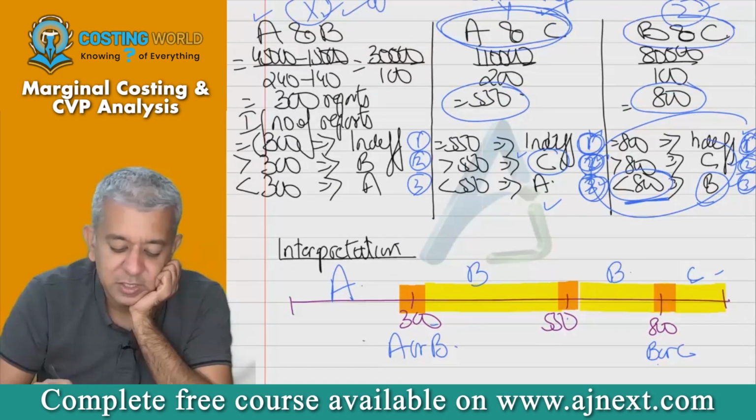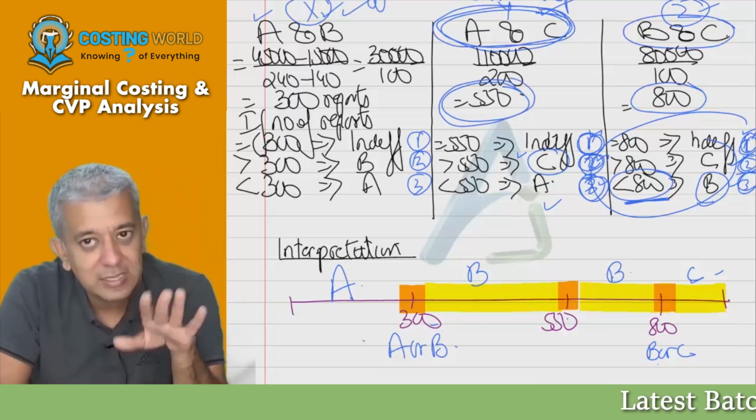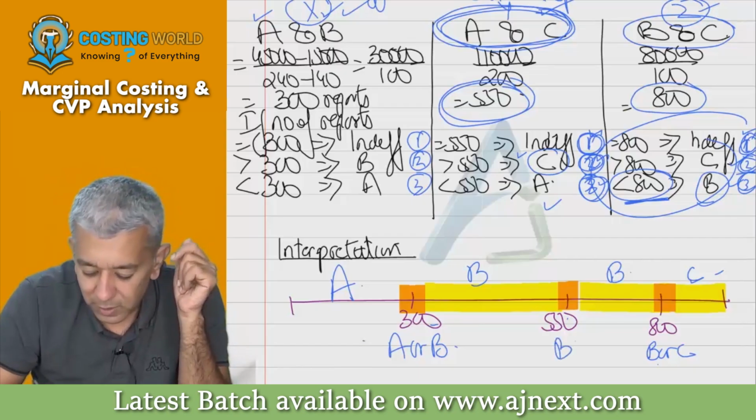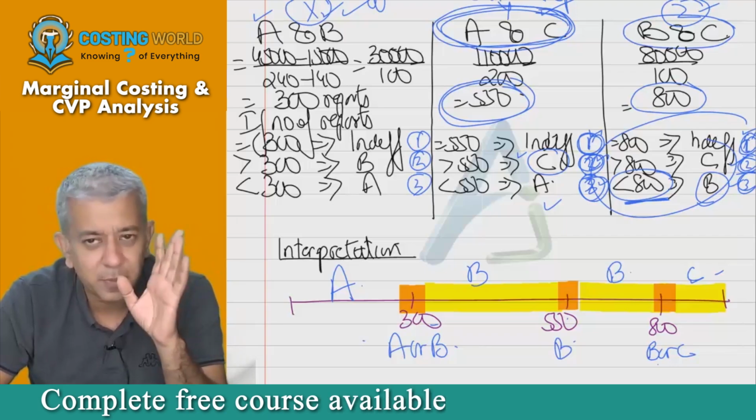Now, somebody can say, sir, 550 is the indifference point between A and C. Yes, it is the indifference point between A and C. But beta, B will only be the best over here. Sir, prove it. I can prove it by many ways, but I'll tell you an easy thing.